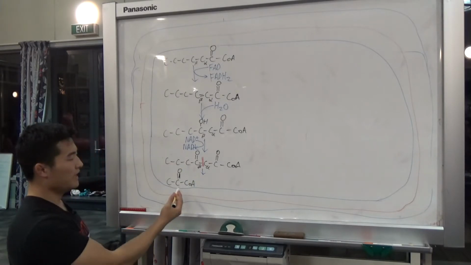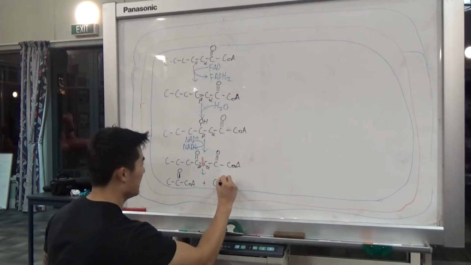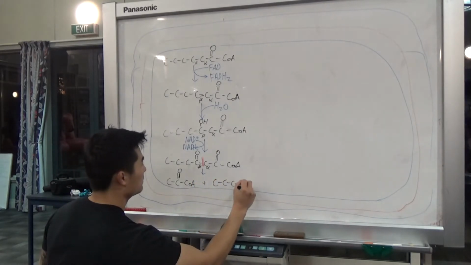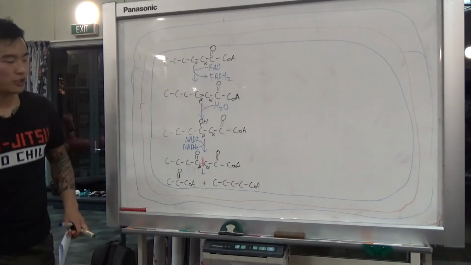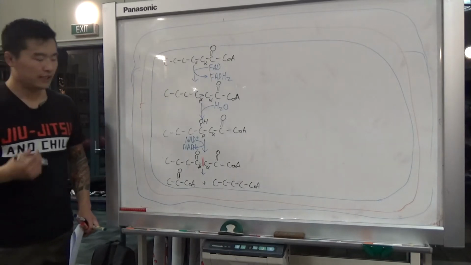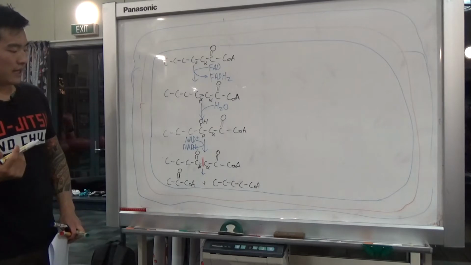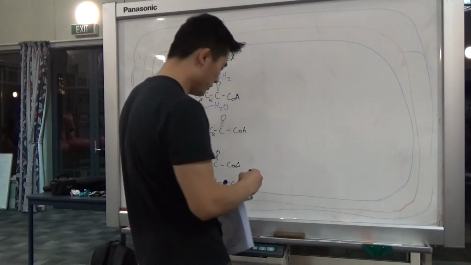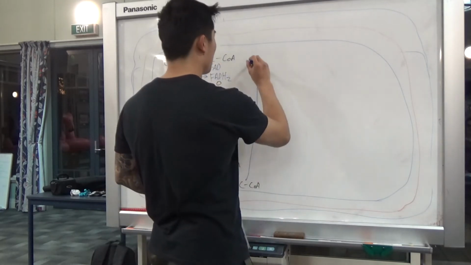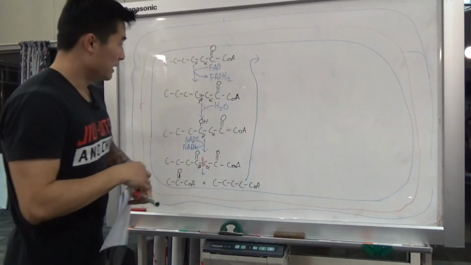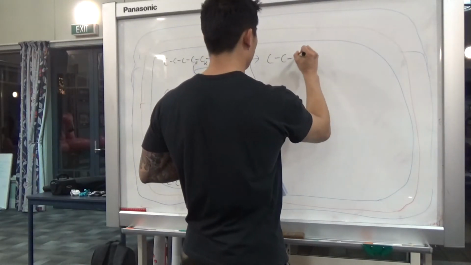So now we've got an acetyl-CoA that's been created. And we've also got a 4-carbon molecule. So we've got a 4-carbon acyl-CoA, which is 2 carbons shorter. Okay. So now this one's going to undergo another round of beta oxidation. So now it's our 4-carbon molecule, CoA.